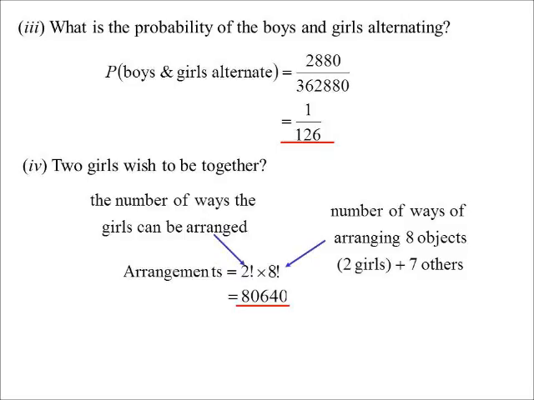I arrange them. I haven't put them in the line yet. They're just an object now. We've worked out how that little group's going to work. And then we say, right, how many objects now do I have to arrange?